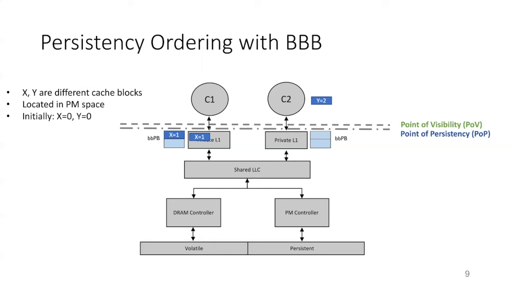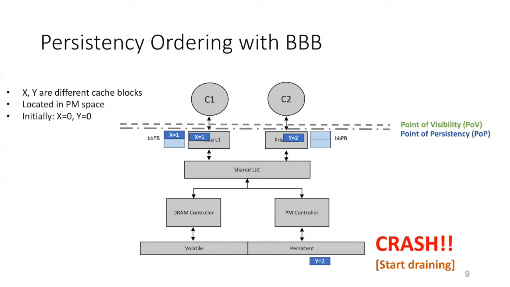Then, when core 2 allocates y equal 2, it will also allocate it in the corresponding persist buffer at the same time it becomes visible. And therefore, it will become persistent. So let us now look at the case where y equal 2 is drained to the non-volatile memory before x equal 1, and a crash happens at this point in time.